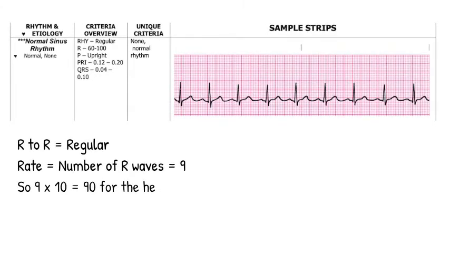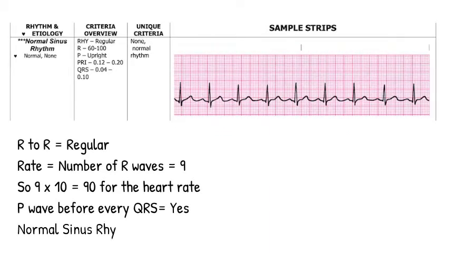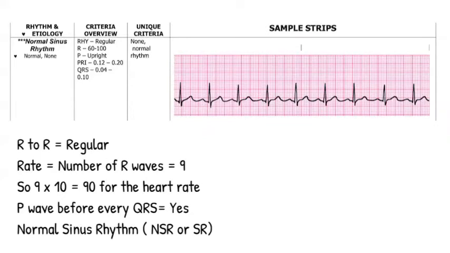Next, we're going to look at the rate. And the rate is determined by the number of R waves. You are going to be given a 6-second strip. You will count the number of R waves and multiply that by 10, and that will give you the heart rate. Next, you want to see if there is a P wave in front of every QRS. If there is, yes. So you put all of these factors together and you have normal sinus rhythm.